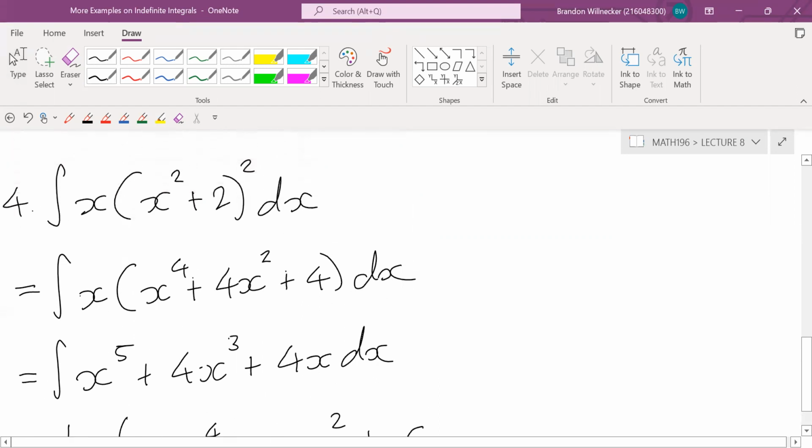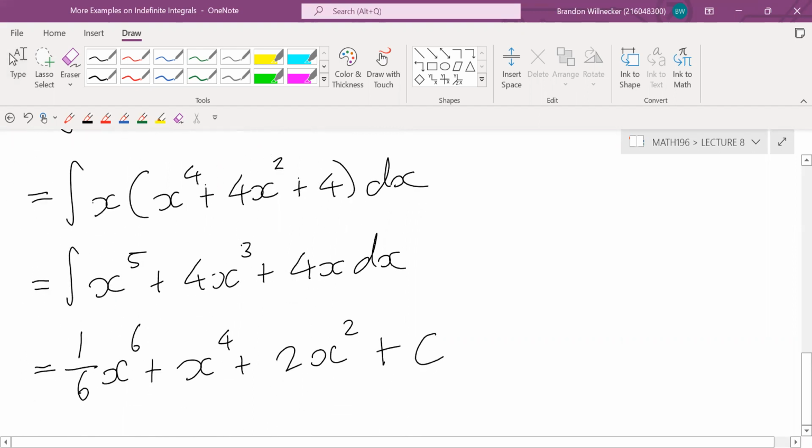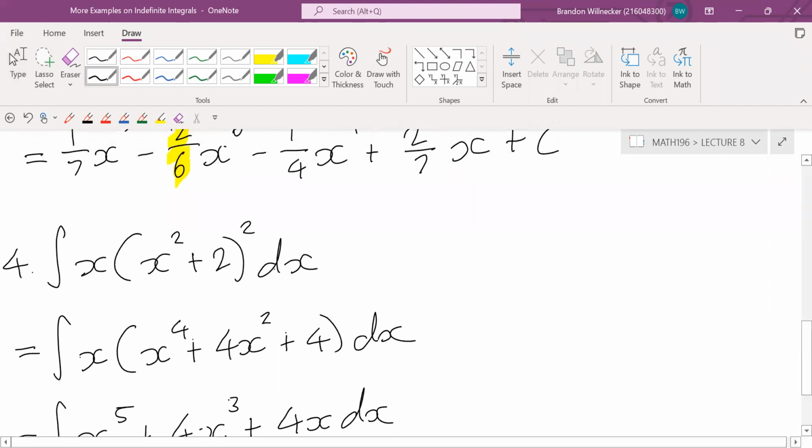Okay, so it started off looking pretty complicated, but once you expand everything out, then it's just a normal polynomial that you can then apply the rules to. But remember what this looks like, because we will be seeing more things like this later on.